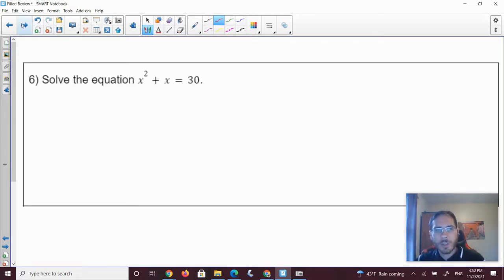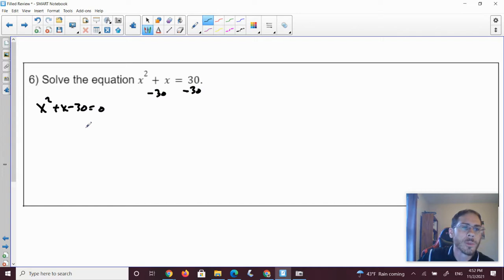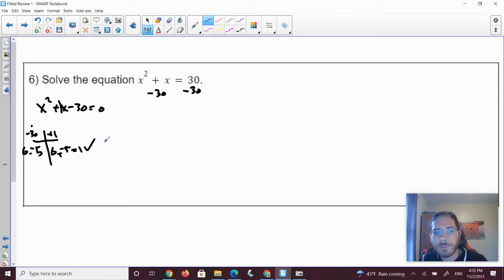So for 6, solve the equation x squared plus x equals 30. If I want to solve it by hand, I need to make sure I'm equaling 0. So I'm going to subtract 30 from both sides to get x squared plus x minus 30 equals 0. We'll make the t-chart here because we're doing a quadratic. I need to find things that multiply to negative 30 and add up to 1 because I've got 1x right here. Numbers I want to pick, 6 and 5, and 6 has to be bigger, so I'm going to pick negative 5. 6 plus negative 5 equals 1, so that double checks that I did pick them right that time, so that's good. And then from here you can factor however you wish.